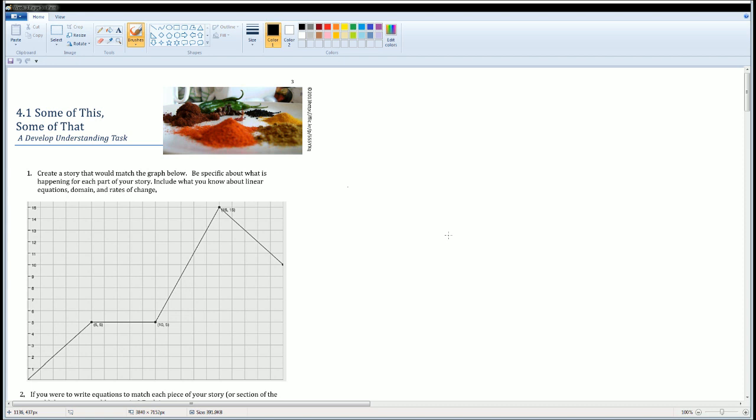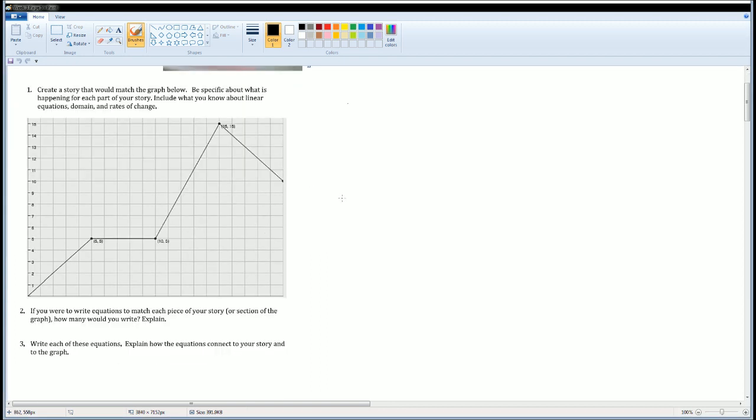Here we have the last page, which is page 5, which is like a performance task. So here you're gonna create a story based on this situation, and before we can do that, we should label our graphs.